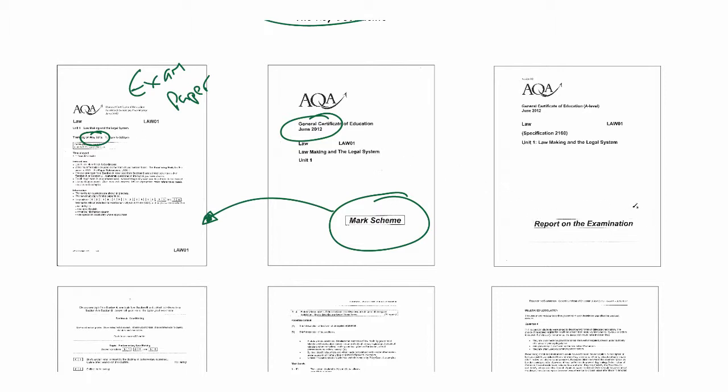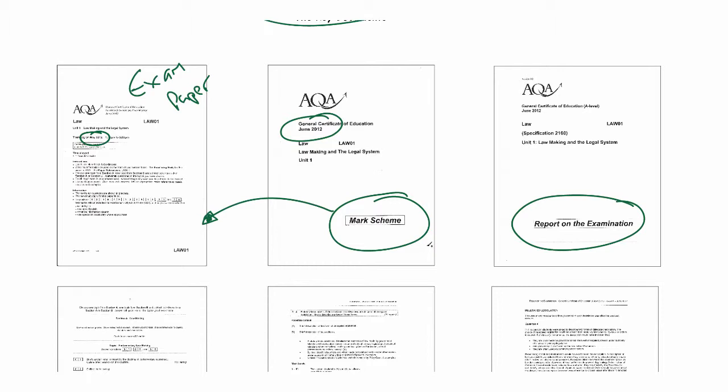And the third document is the report on the examination. Essentially, when all of the exam papers have been marked, all of the markers will write a report to the chief examiner. And the chief examiner will then look at what were the things that were done well across every single student and what were the things that were consistently missed. So for us as teachers, it helps us to think about what the examiner wants, what the chief examiner wants. And we'll look at the exam report in full at a later video.